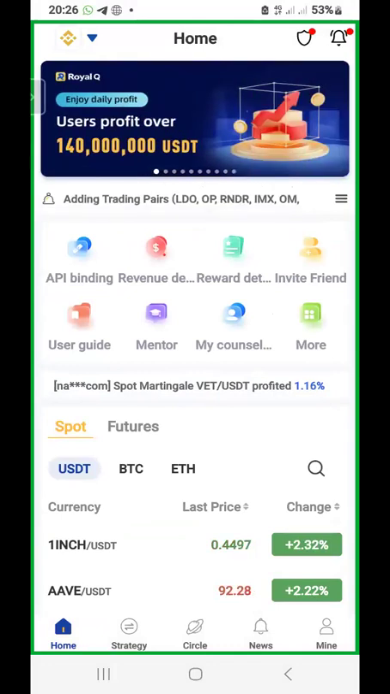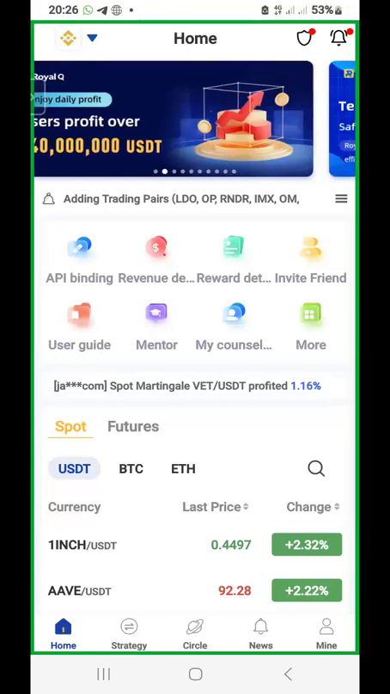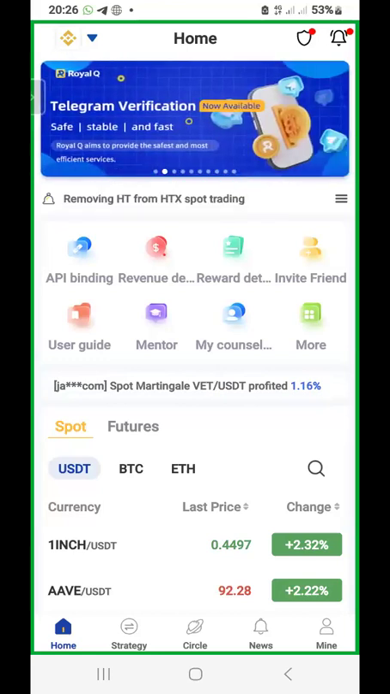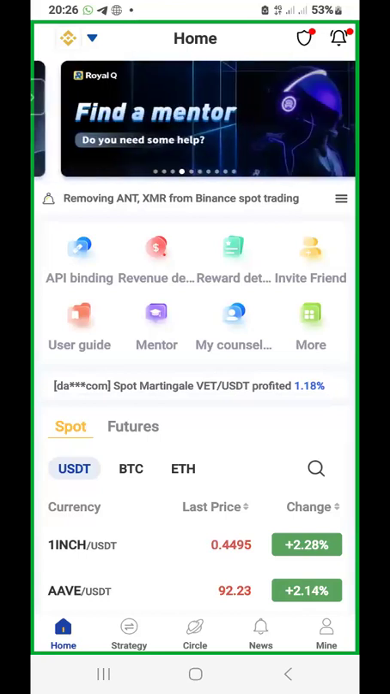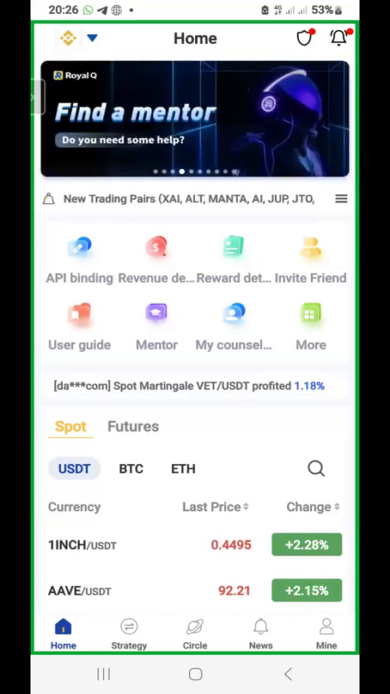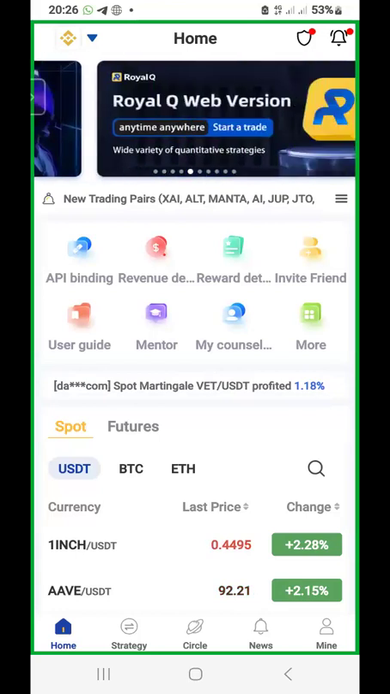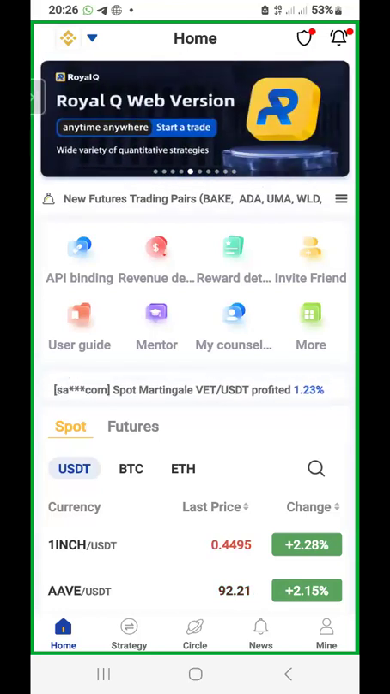I hope the picture is clear. I hope it is entering. You understand? Okay. Yeah. So that is the picture. That is the picture on the homepage. That is the real picture.